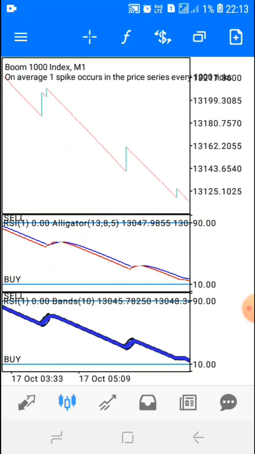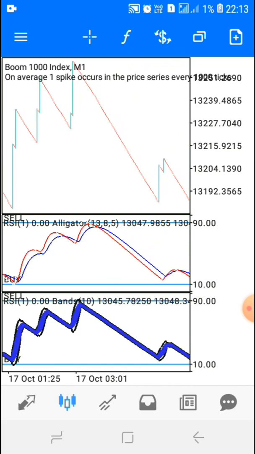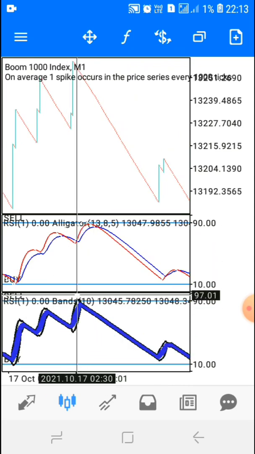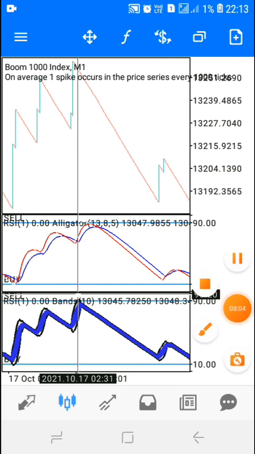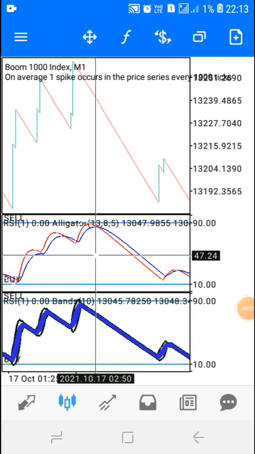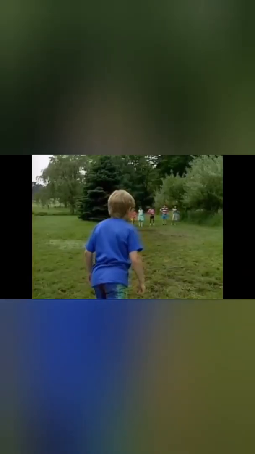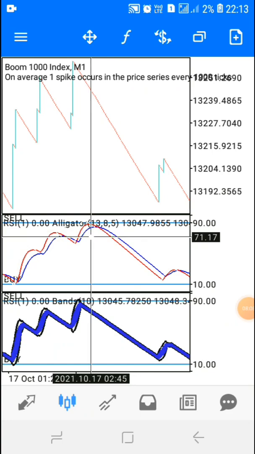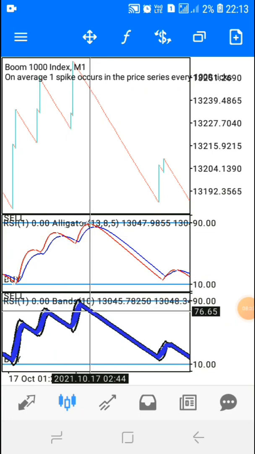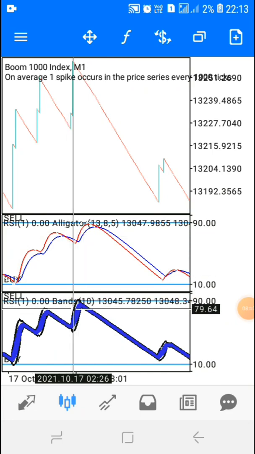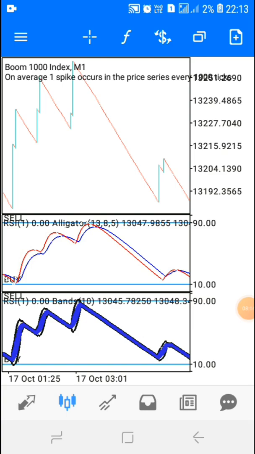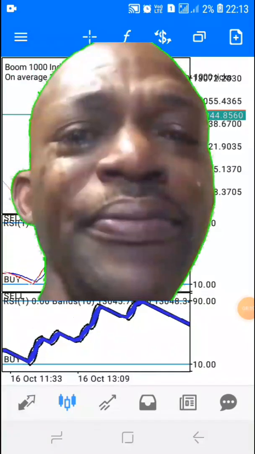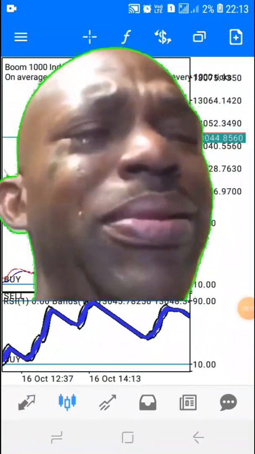Now over here, let me just show you guys another entry. Look at this. Bollinger Bands over here, okay? You wait for the Bollinger Bands to be at the 90 level, okay? Then you wait for the crossover. Don't be in a hurry. Wait a minute. If you see the Bollinger Bands at the 90 level only, don't just take a trade. Wait for the alligator to be at the 90 level and the crossover happens. Then you take a trade, okay? Don't be in a hurry, please. It will blow your account, I promise you.